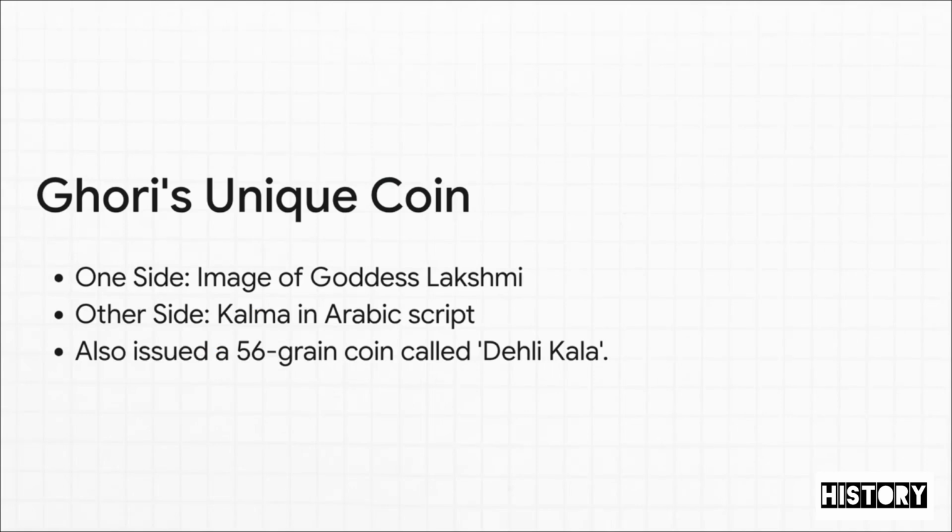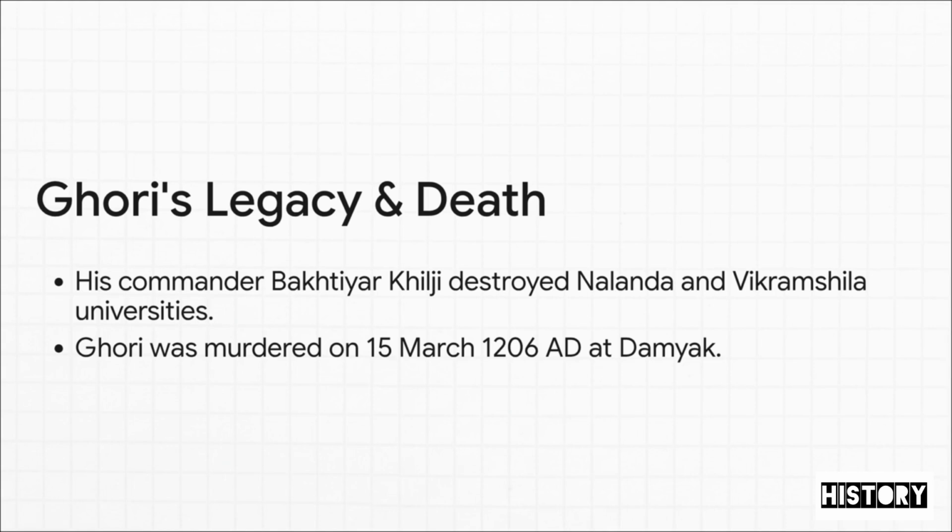You can get a fascinating glimpse into his style of governance just by looking at this unique coin he issued. On one side, you have an image of the Hindu goddess Lakshmi, and on the other, the Kalma, written in Arabic. It really shows his strategy for ruling over the local population. His legacy is pretty complex, though. On one hand, his commander, Bakhtiar Khilji, was responsible for destroying great centers of learning like Nalanda and Vikramshila universities. And in the end, Ghuri himself was murdered in 1206 AD.